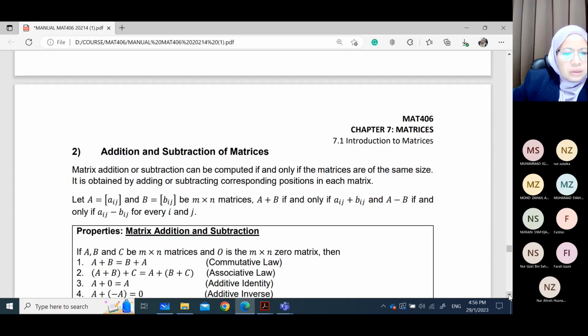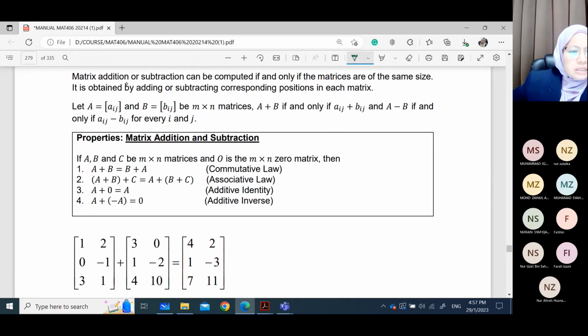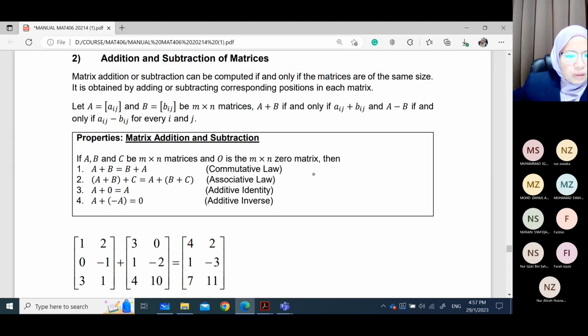Right, so next kita tengok operation yang lain. Yang tadi equal. So this one is addition and subtraction of matrices. Ini kita ada beberapa laws lah. So kita ada commutative law, associative law, additive law, and additive inverse. Okay. So kalau A plus B equivalent with B plus A, kita panggil sebagai commutative law. Okay, so kita tengok ini untuk matrix addition and subtraction.